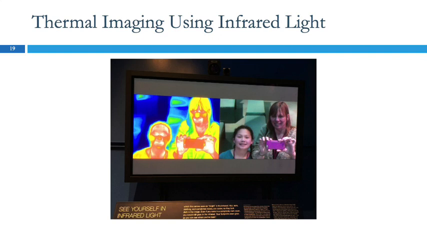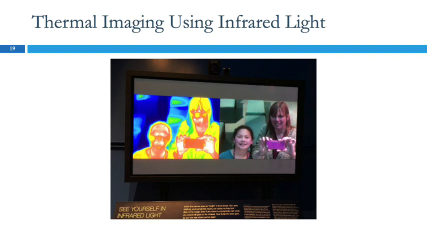This is thermal imaging using infrared light. You may have heard of night vision or heat vision. How do they use technology to see at night without shining lights on things? Well, warm objects give off infrared radiation as heat. And you can develop a sensor that can detect infrared radiation. Our eyes don't do that, but you can make a sensor that does.